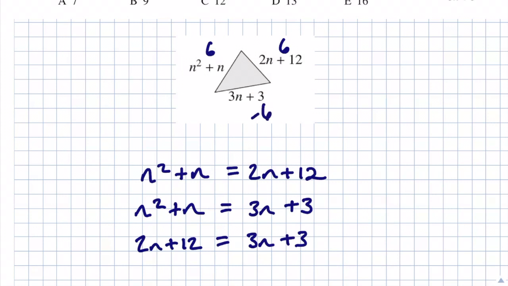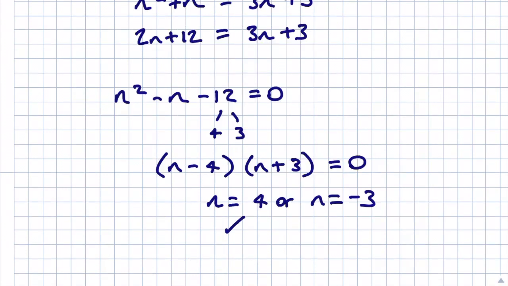Now, the problem with this is we have a negative side length, and we can't have a negative side length. All of our side lengths have to be positive. They have to be greater than 0. So therefore, n equals 4 does work, but n equals minus 3 does not work.